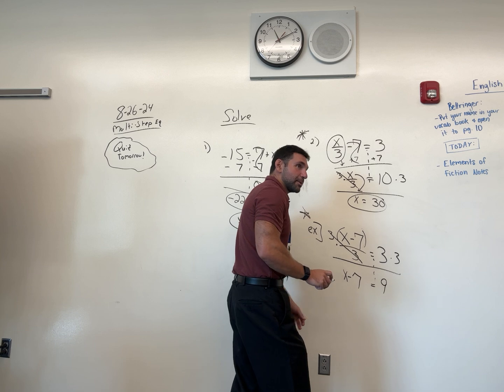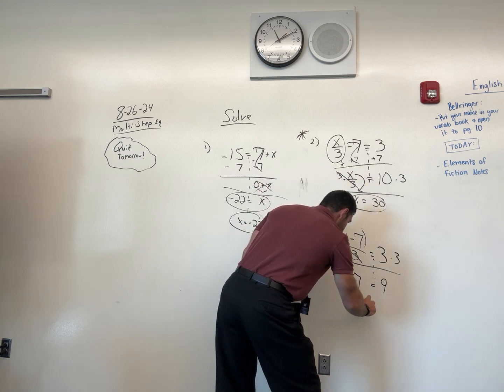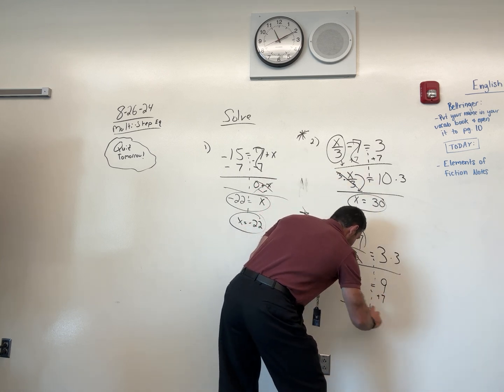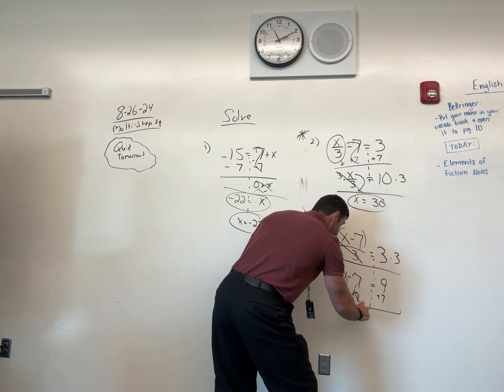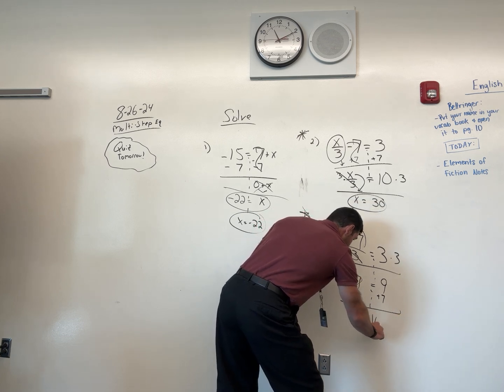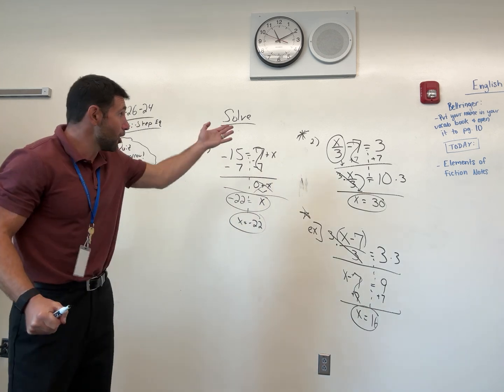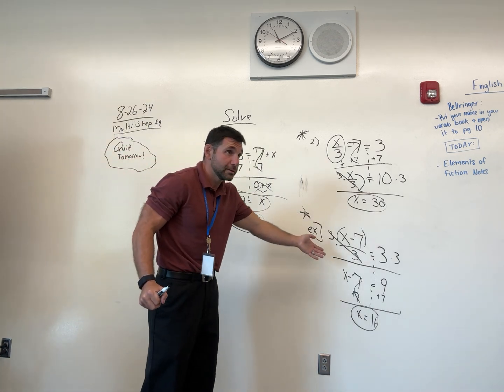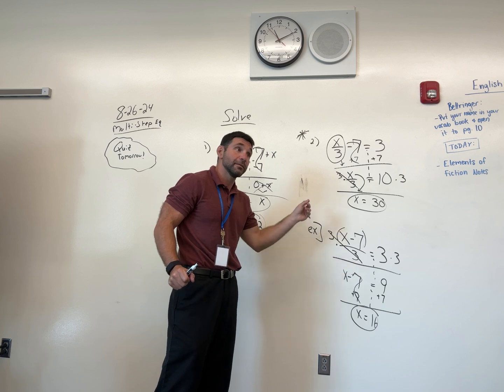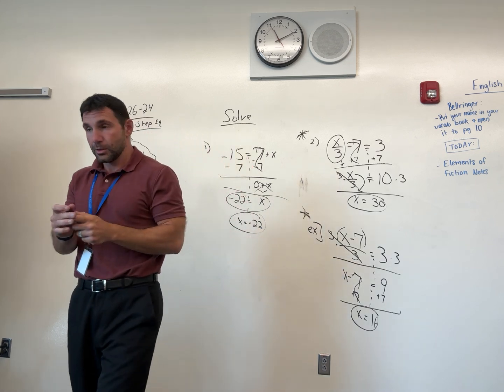Then I have a one-step equation. I'm adding 7 to both sides. Negative 7 plus 7 is the additive inverse. x equals 16. They almost look the same. Very different ways to solve, very different answers. Questions on that?